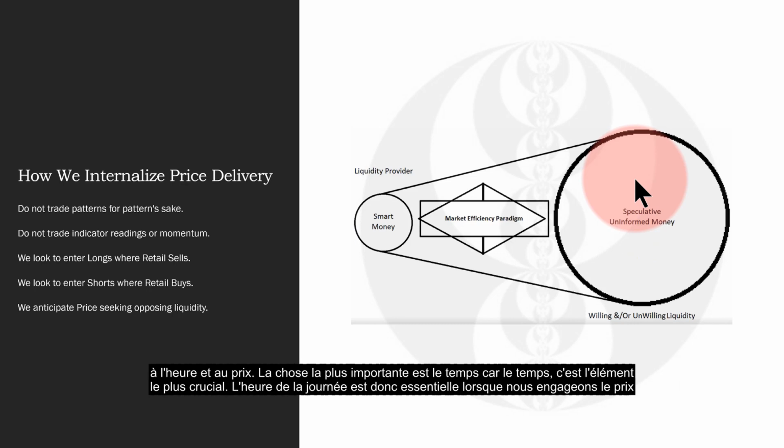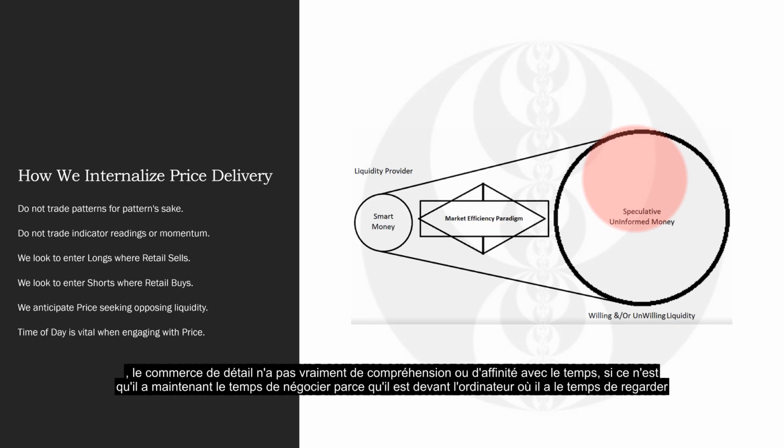What they're specifically looking at is time and price. The most important thing is time, because time is the most crucial element. So time of day is vital when we're engaging price. Retail doesn't really have any understanding or affinity for time, except for the fact that they have time now to trade because they're in front of their computer, or they have time to look at their phone while they're at work and they're putting on trades. Okay, that's the extent of time when it comes to a retail average trader.